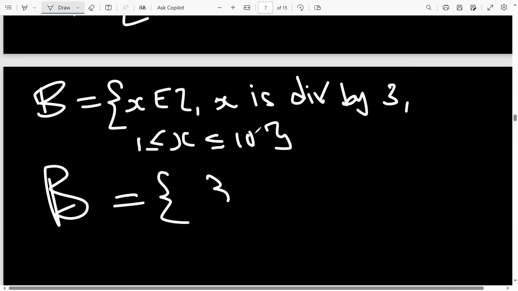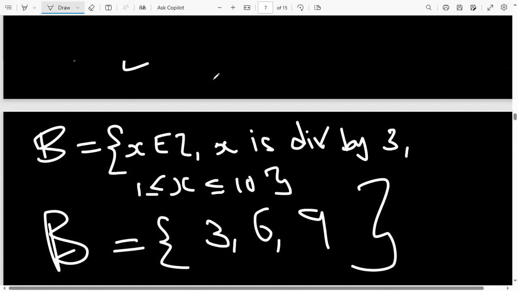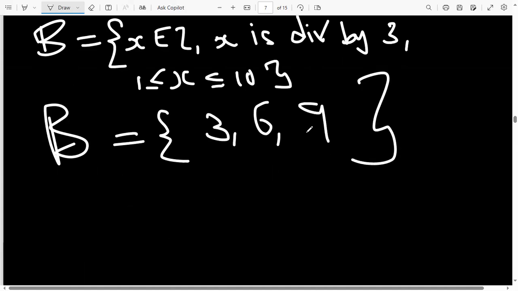3 is between 1 and 10, and it's divisible by 3, okay? When you divide 3 by 3, you don't get any remainder. We also see that 6 is divisible by 3, and 9 is divisible by 3. And all these numbers are between 1 and what? And 10. So you have those two sets that you want now. This is the first set, and then this is the second set.